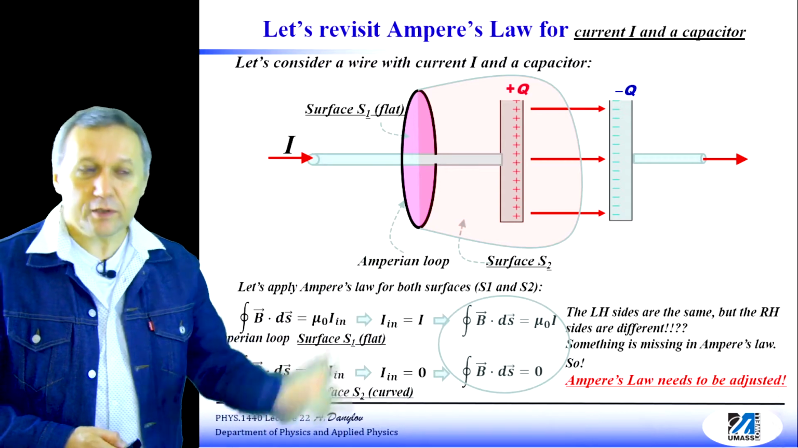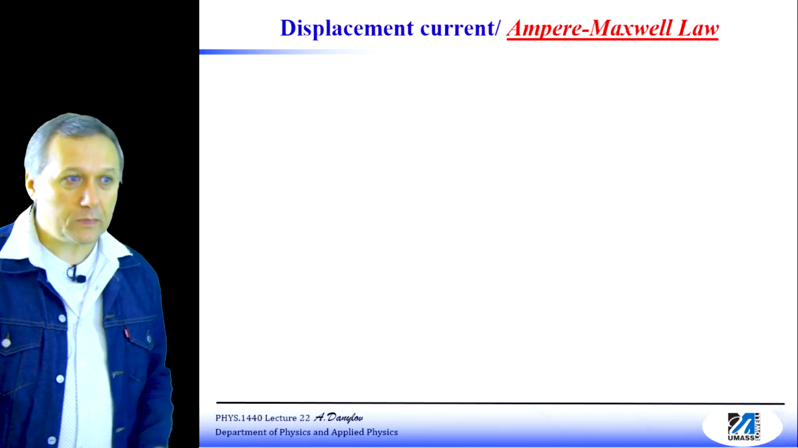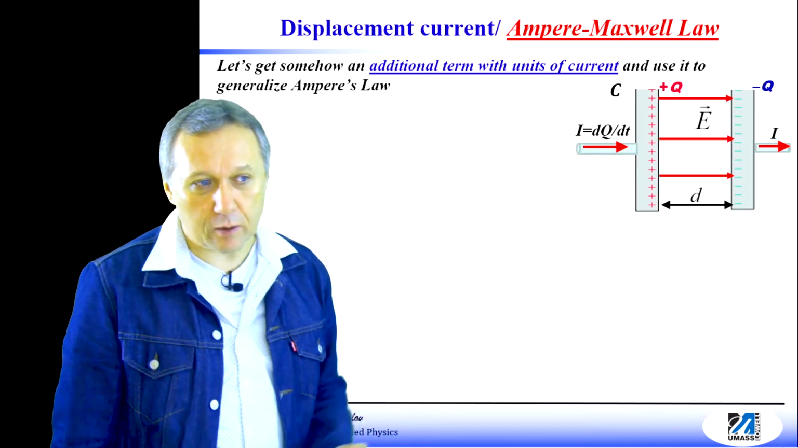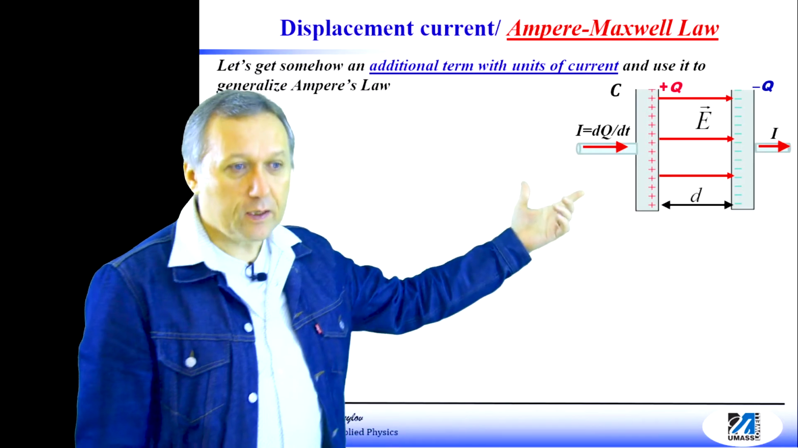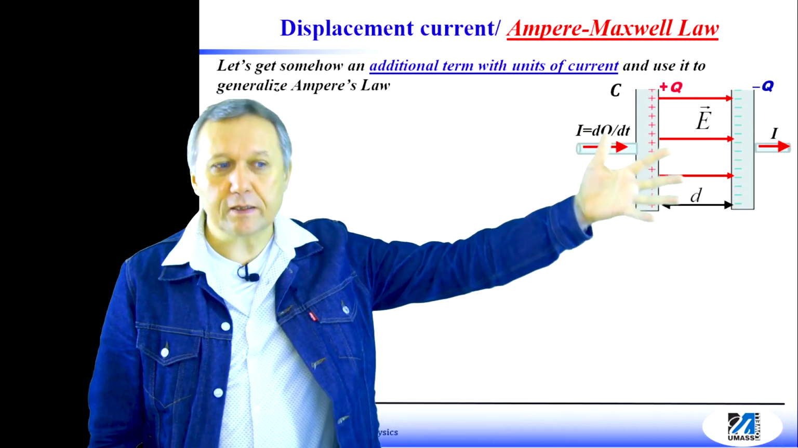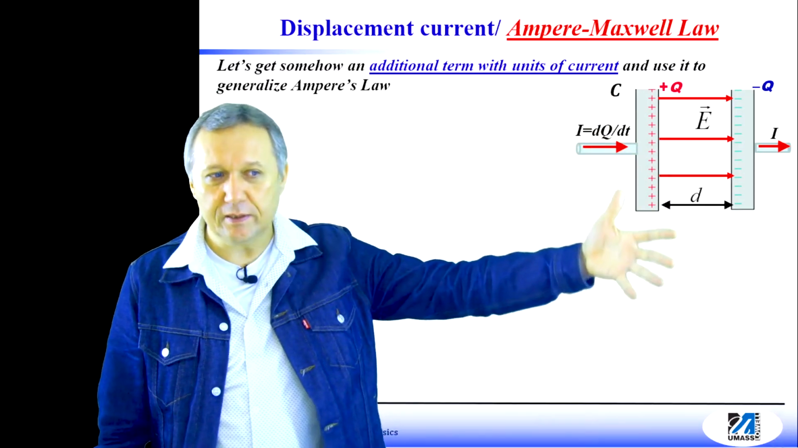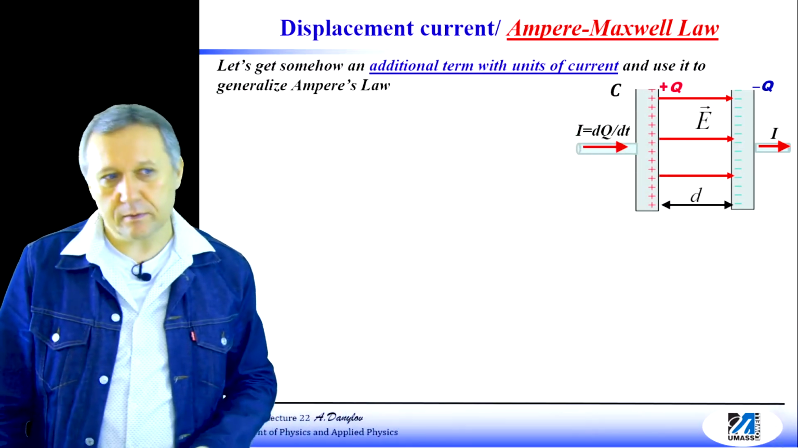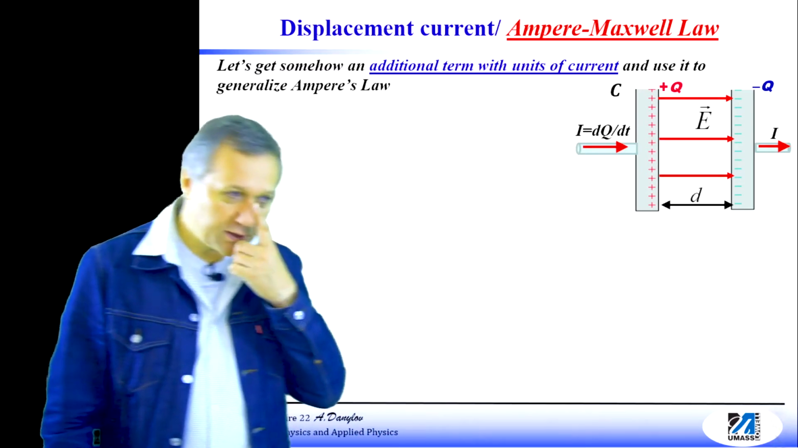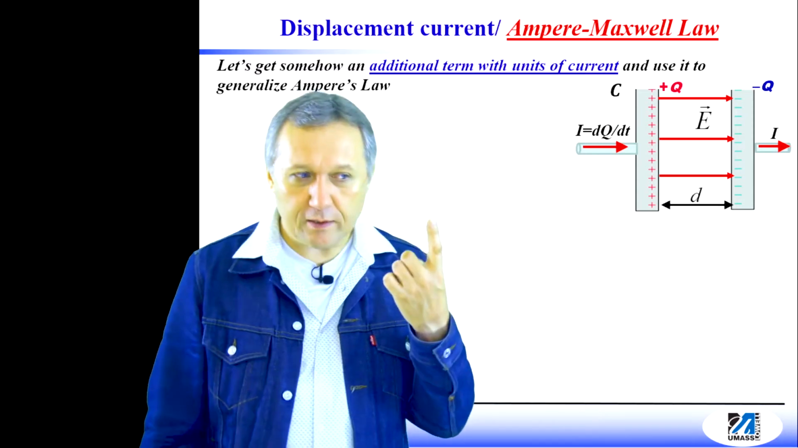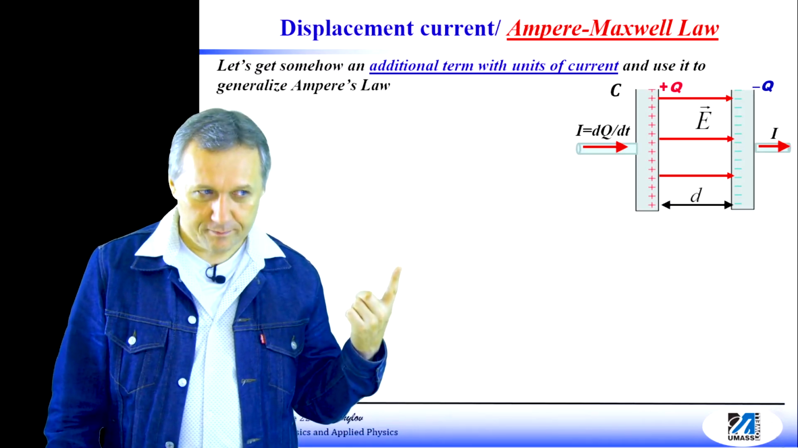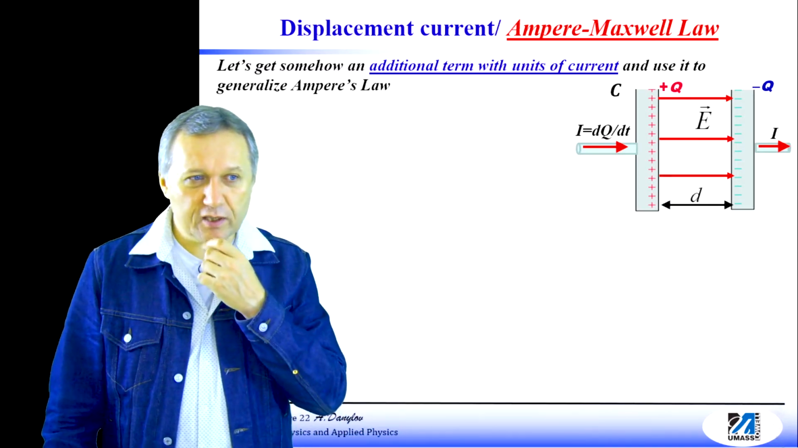So pretty much something like this Maxwell did. Let's try to follow his steps. Since it failed to work with the capacitor, of course, he started dancing around the capacitor. Again, current entering the capacitor, positive electrode, negative electrode, plus Q, minus Q, spacing d, a uniform electric field, just a regular story about the capacitor. And so he started thinking, he needed to get a new term with units of current, somehow.